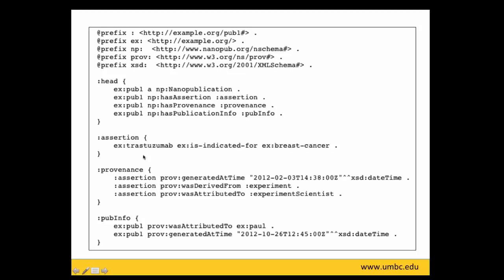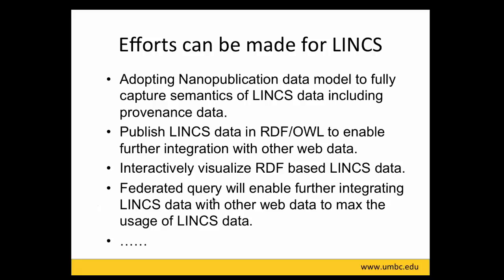So for example, we have this association that this drug is indicated for breast cancer, and we will be able to add some provenance data: when this association was created and how we created it, and so on. You can add more if you have more information regarding that. So this is a very simple example to show how we can utilize this to capture such semantics.